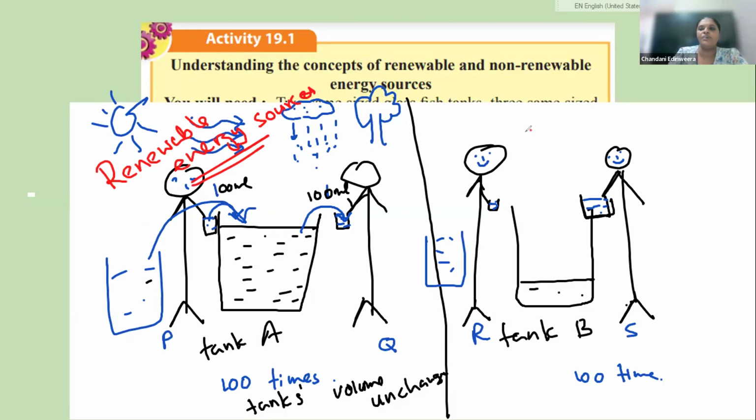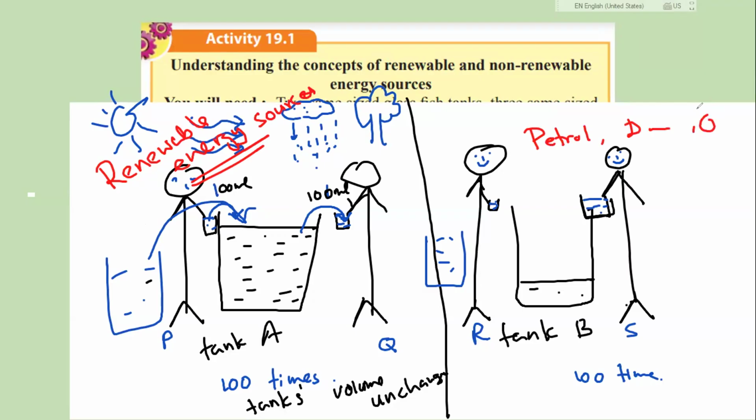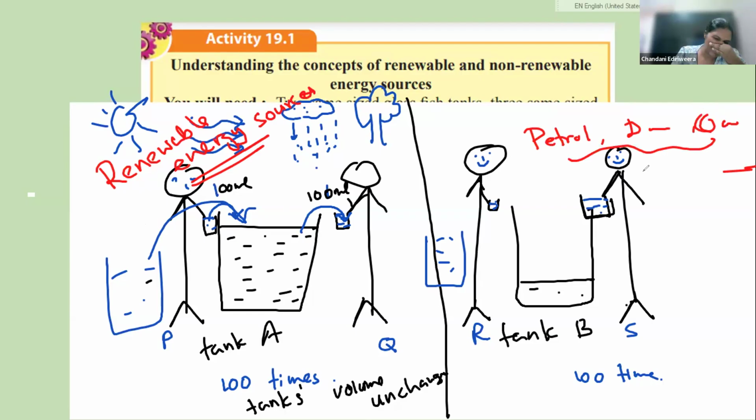But when we consider petrol, diesel, fossil fuels, coal, that means the fossil fuels and nuclear energy, they are not renewable. They are non-renewable. They are not producing very fast; they are producing slowly. It takes millions of years. Yes, madam. Those are non-renewable energy sources.